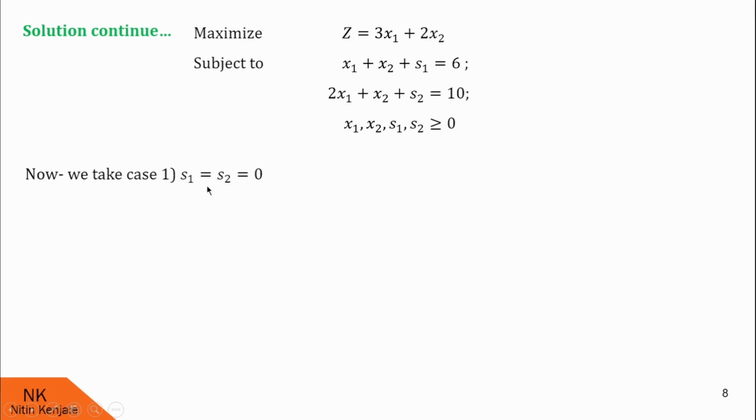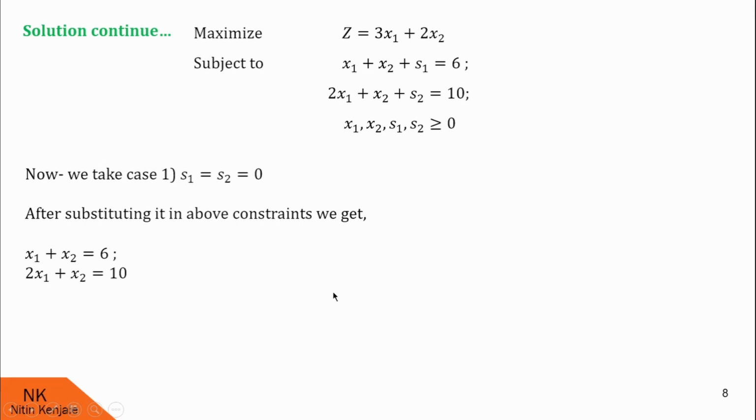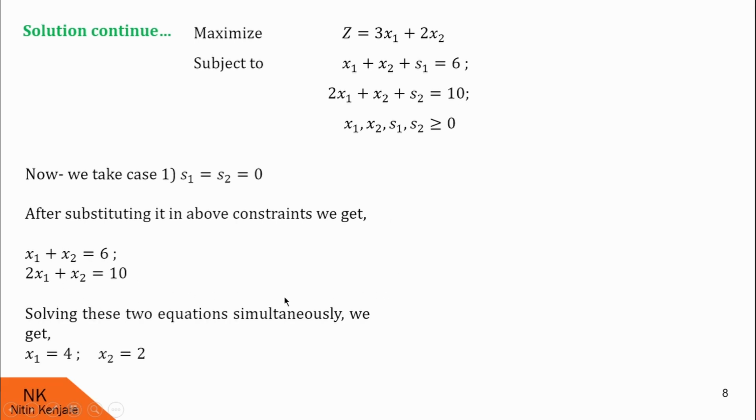When we keep s1 and s2 equal to 0, our constraints become x1 plus x2 is equal to 6 and 2x1 plus x2 is equal to 10. These two equations can be solved simultaneously to get x1 is equal to 4 and x2 is equal to 2. Let us check whether this solution obtained is feasible or not.